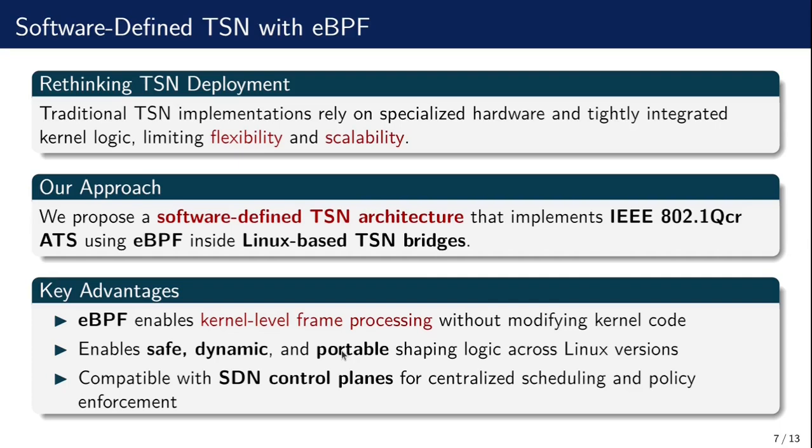To overcome these limitations, we propose a software-defined TSN architecture that uses eBPF in Linux. eBPF allows us to inject code into the Linux kernel data path, enabling real-time frame processing without modifying kernel source code. So this approach allows us to maintain performance while gaining flexibility, modularity, and portability across Linux versions. And it also enables tight integration with SDN controllers.